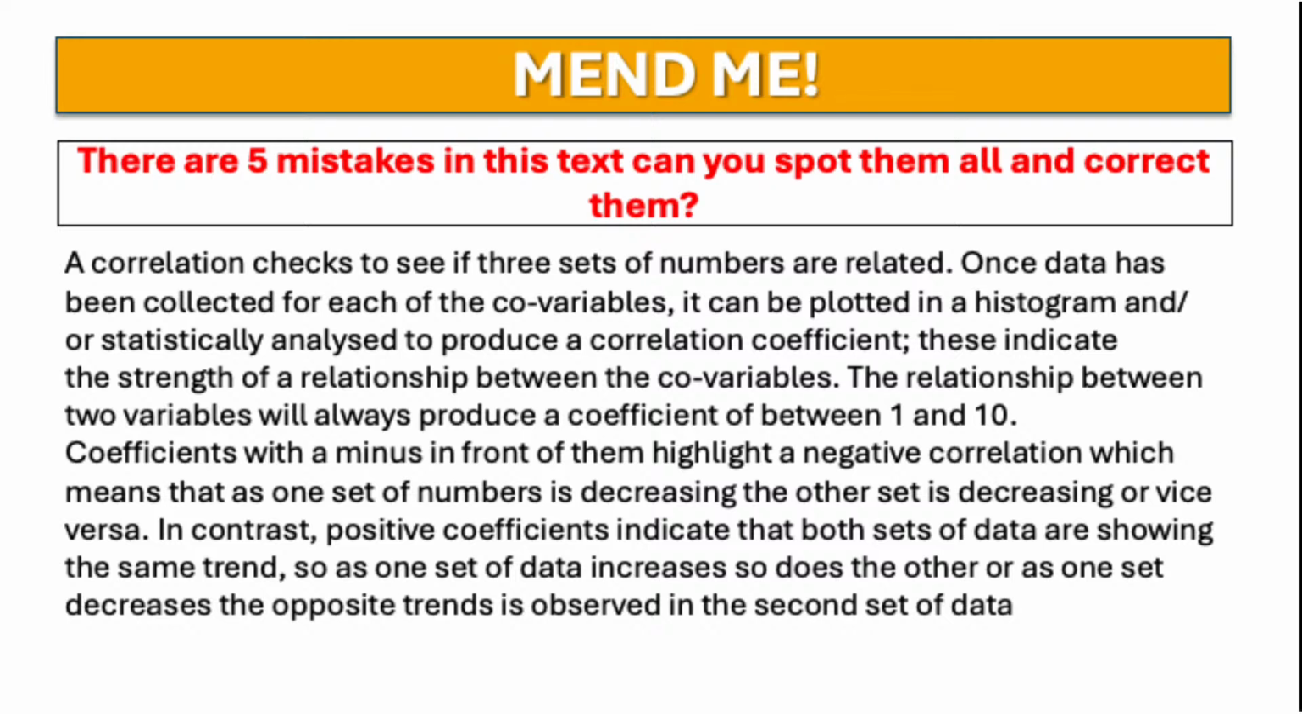So I'll give you a clue. The first one is in that first sentence. So can anybody spot the mistake that's in that first sentence to start with? Yeah, excellent guess. Well done. 2 sets, not 3. Well done. Yep, so we've also got scattergram, not histogram. Well done. Excellent. Really good.